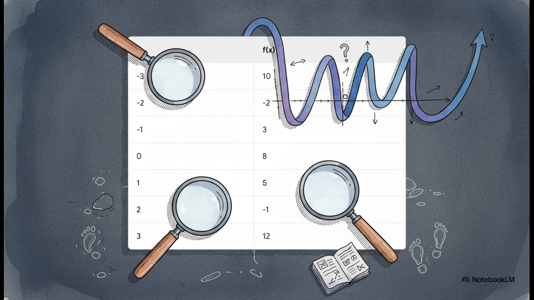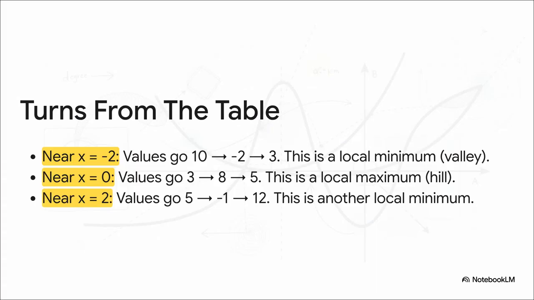What if you don't have the equation, just a bunch of data points, like evidence collected from the scene? Well, we can still find the turning points. All we have to do is follow the numbers and watch the trend. Look here, near x equals -2, the y values go from 10, they drop all the way down to -2, and then they start climbing back up to 3. That's a valley, a local minimum.